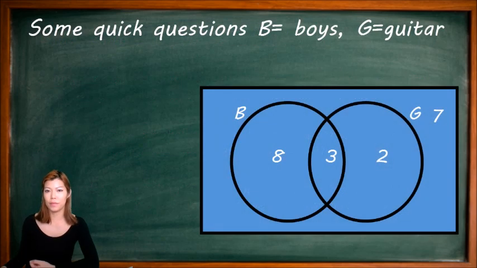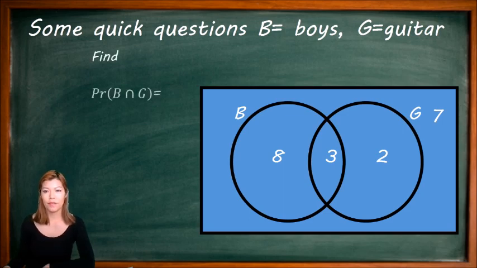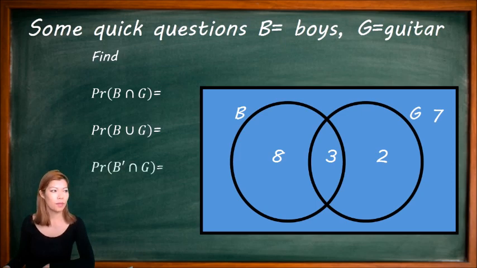Let's look at another example. Let's look at the following questions. What is the probability of boys that like guitar, so boys intersect guitar; boys union guitar, so people that are boys or they like guitar; and the probability of not boys but that like guitar. So for the first one, boys that like guitar, that's the intersect. So we have 3 out of the total, which is 8 plus 3 plus 2 plus 7, which is 20.